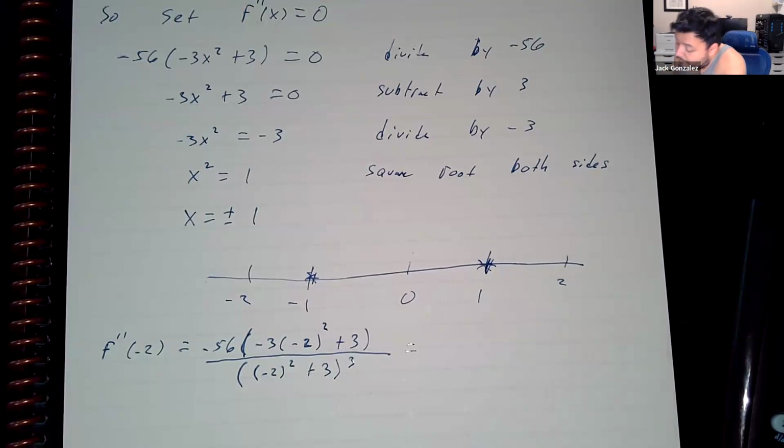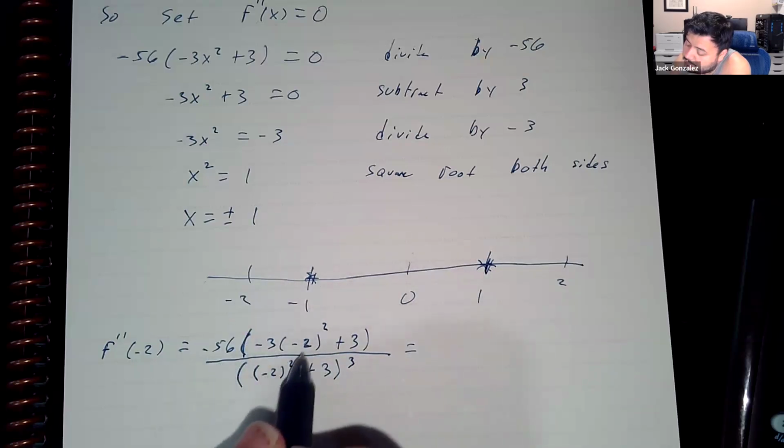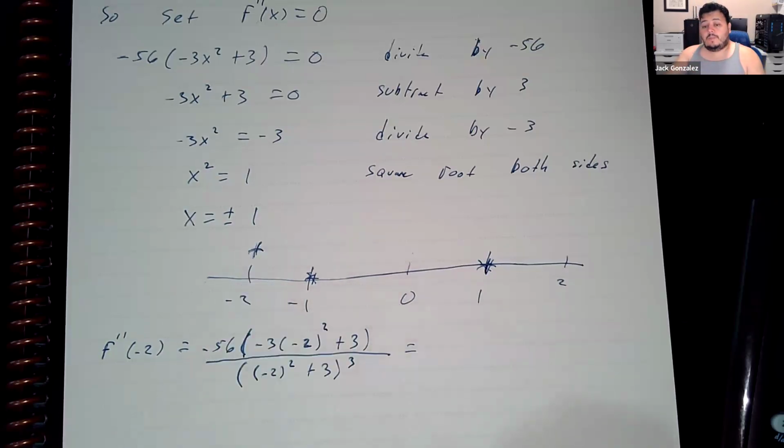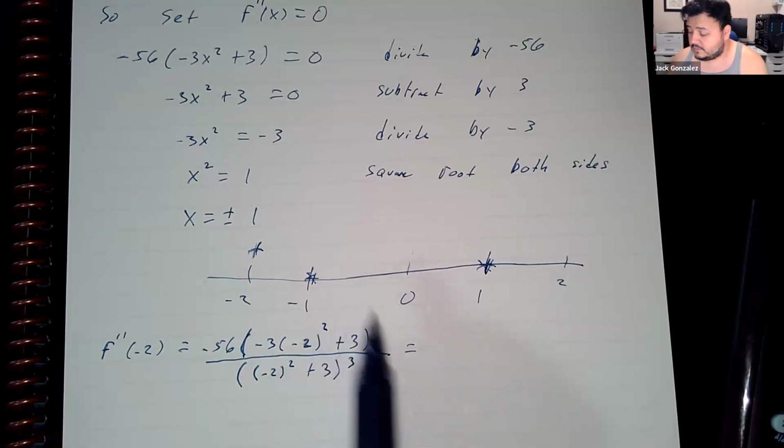What do I think that's going to be? The bottom will be positive, so cool. The top would be positive, negative, then negative again. Yeah, so it should be plus, minus, positive. Or you can plug it in your calculator and see exactly what it is, but it should be plus.